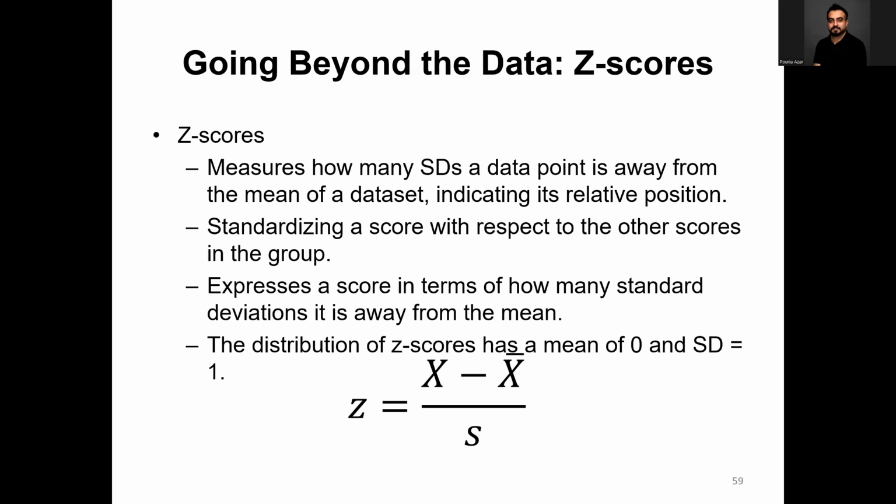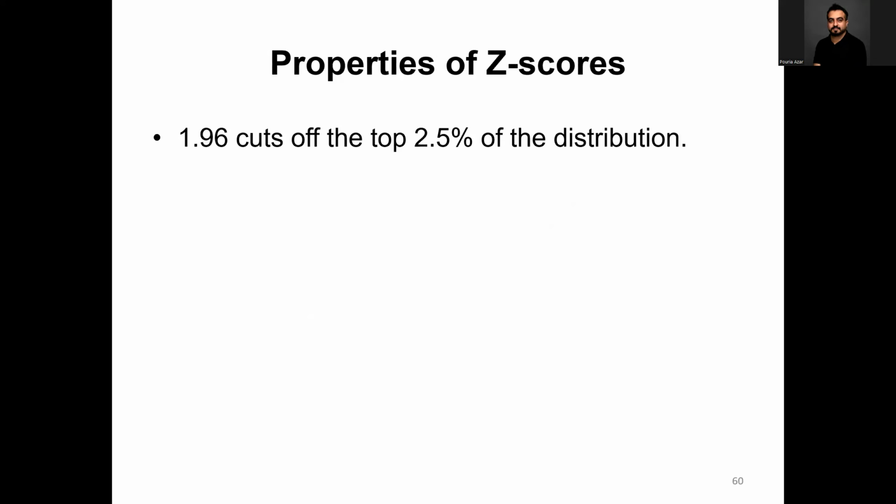So in z-score, the mean is 0 and the standard deviation is 1. And we have positive z-scores and negative z-scores. Z-scores express a score in terms of how many standard deviations it is away from the mean.